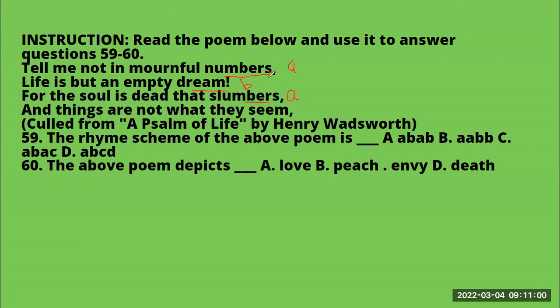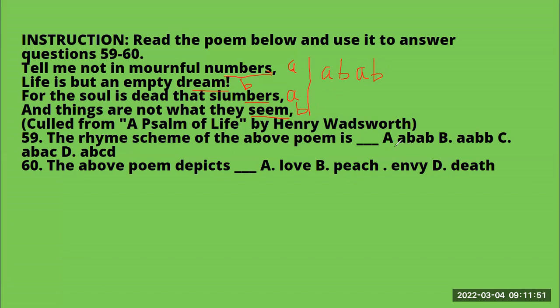Then the next line ends in seem, and you will notice that seem rhymes with dream, okay? Slumbers rhymes with numbers, and that's why we use A. And then the alphabet standing for the line that ends in dream is B. And seem rhymes with dream, and so we also note it as B. So at the end of the day, we take all these: the first is A, the second is B, the third is A, the fourth is B. And that's how we identify the rhyme scheme.